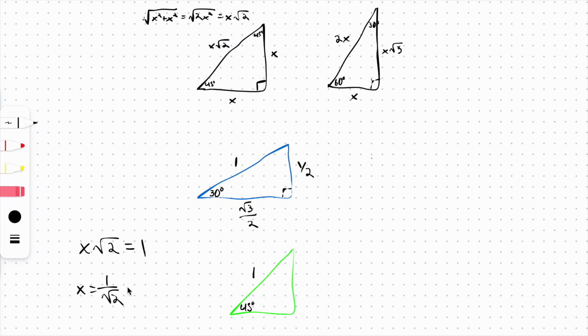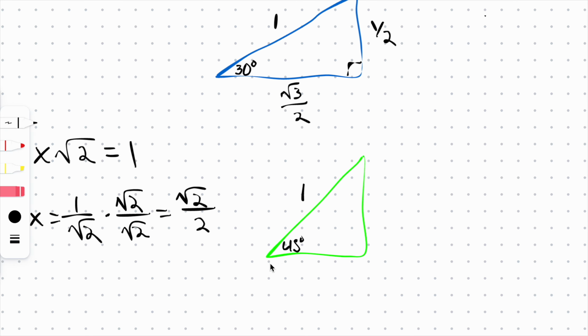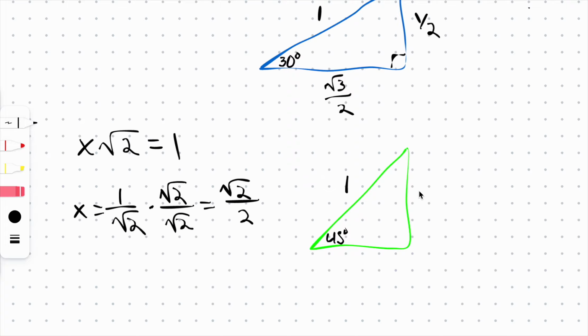But I'm not going to write that. We don't want radicals in the denominator, so I'm going to multiply by √2 over √2. Rationalize this. I'm going to get √2 in the numerator over 2, because √2 times √2 is just 2. So our x is equal to √2 over 2, and that's our legs, okay? So I'm going to zoom in here, and each of these legs, sorry, this is a right triangle, are equal to √2 over 2.